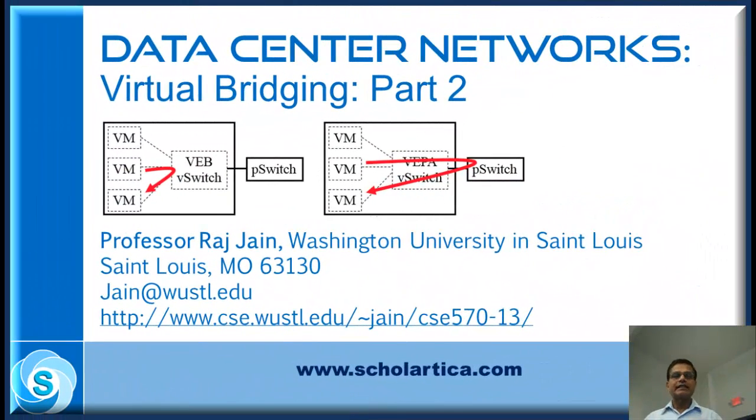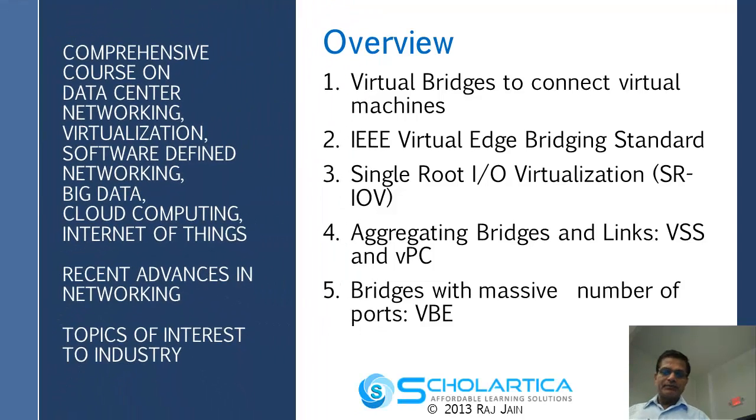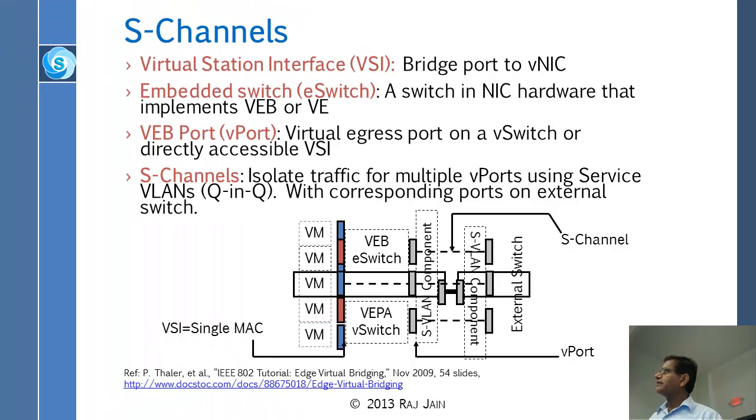Before I go into cascading, one more issue came up, and that is that there was some problem with promiscuous traffic. There are some machines which want to see all the traffic. And when you do these kinds of switches, there was a problem. So they had to come up with a new concept called channels.